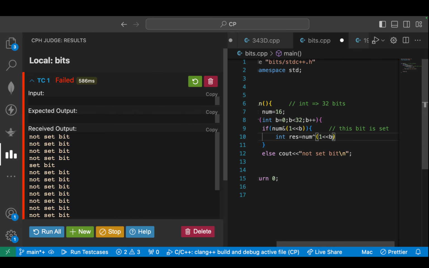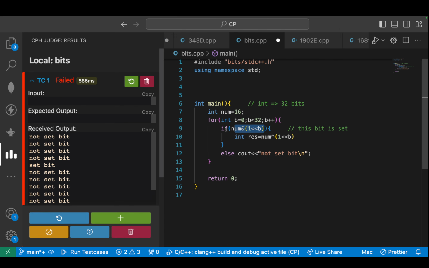This would yield a number wherein only one bit would be set, the bth bit, and it would be XORed with num. Also, since we are inside this if statement, that means the bit at the bth location is set for num. So in these two numbers, the bit at the bth location is set in both, and it would now become unset. Now what if we came over here, to the else block? Since we are over here, this means that the bit is not set.